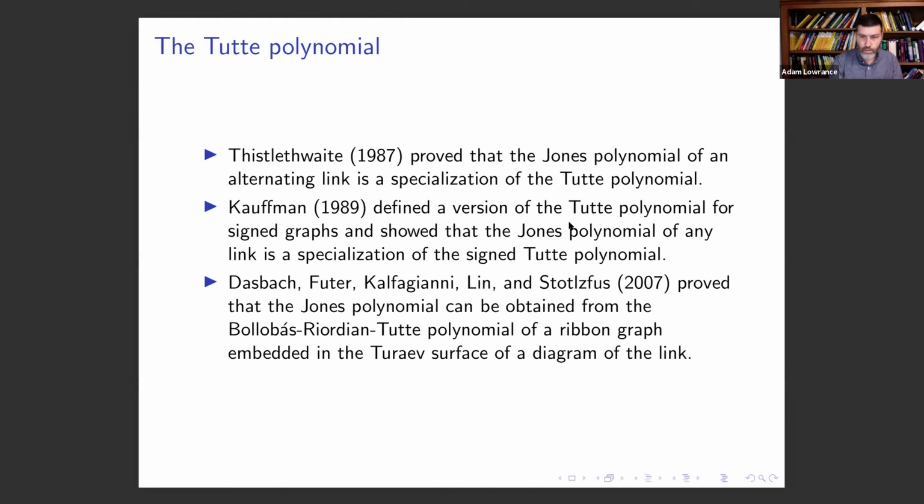What the group of five authors that I mentioned proved was that you can look at a ribbon graph polynomial that generalizes the Tutte polynomial. At least I know this as the Bollobás-Riordan polynomial. That takes a graph that's cellularly embedded into a surface and assigns some polynomial to it. And they proved that you can get the Jones polynomial, or really the Kauffman bracket, as some specialization of this ribbon graph polynomial. The surface that the ribbon graph is embedded in is the Turaev surface of the diagram, or the atom of the diagram.